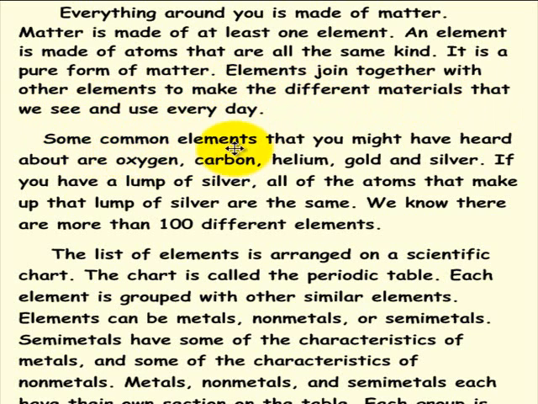Some common elements that you might have heard about are oxygen, carbon, helium, gold, and silver. If you have a lump of silver, all of the atoms that make up that lump of silver are the same. We know there are more than 100 different elements.